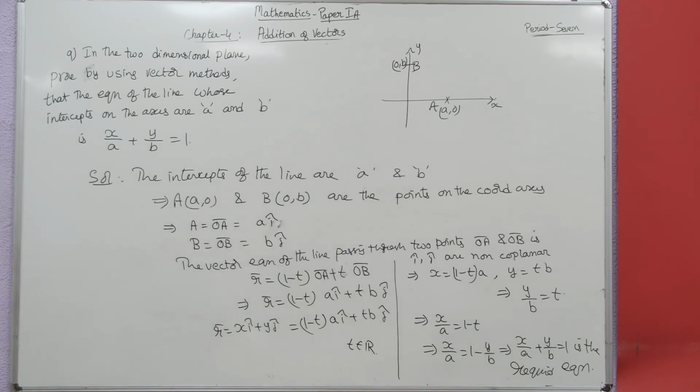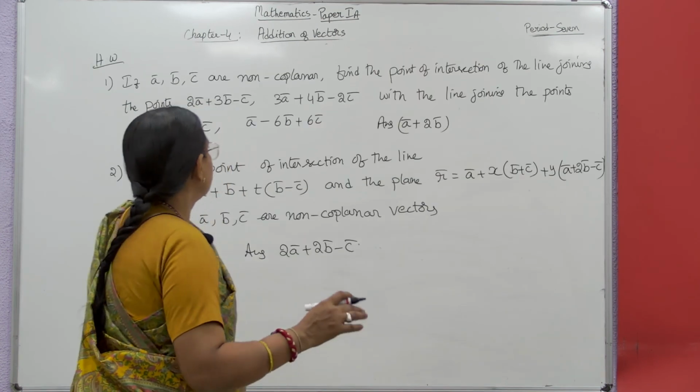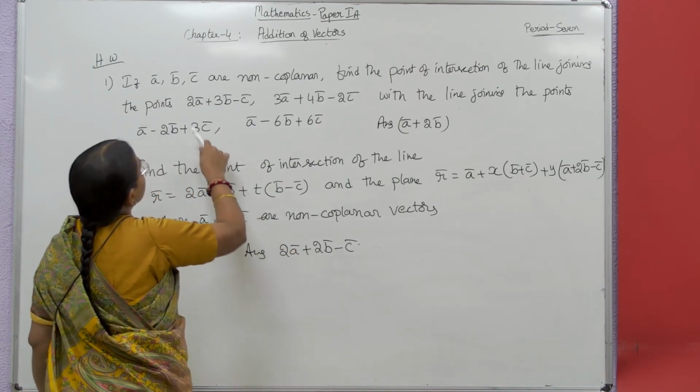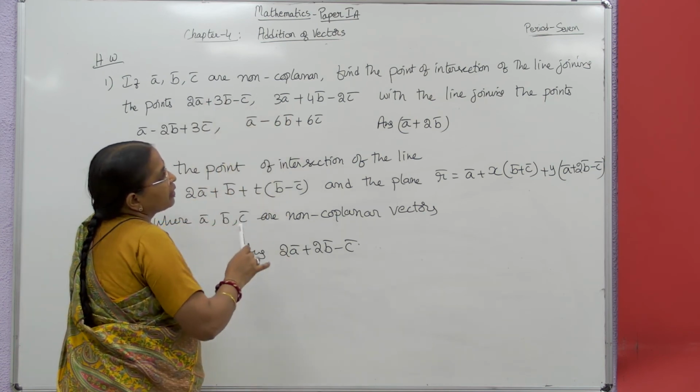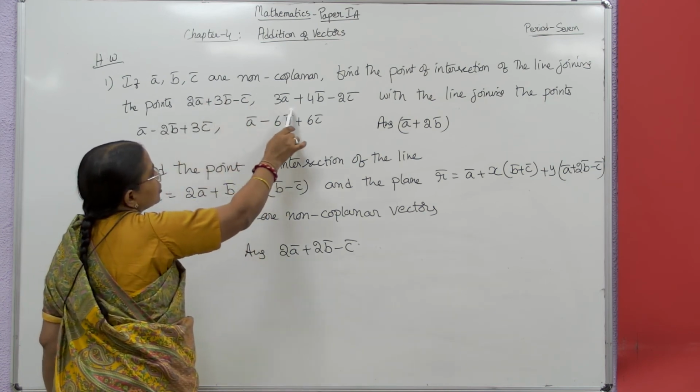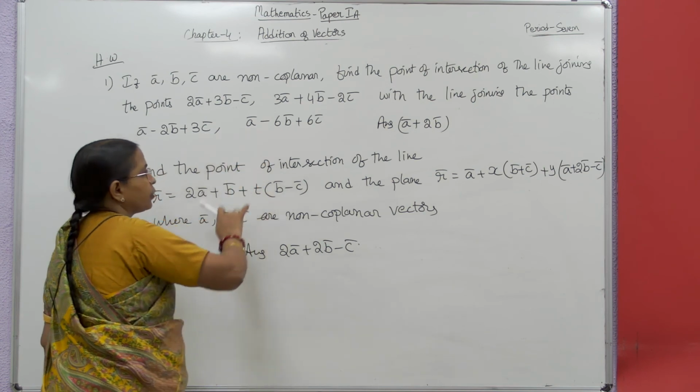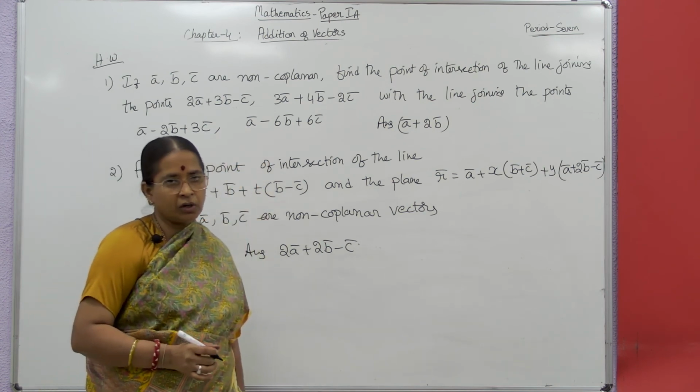Now take down the homework, two problems. With that, we'll complete the chapter. I'll explain how to do the problems. A, B, C are non-coplanar. Find the point of intersection of the line joining these 2 points with the line joining these 2 points. This type of problem we already solved.